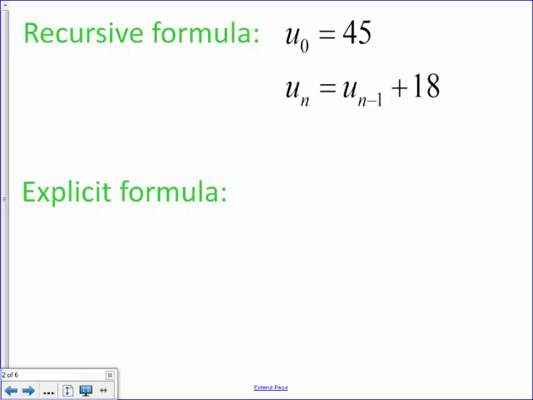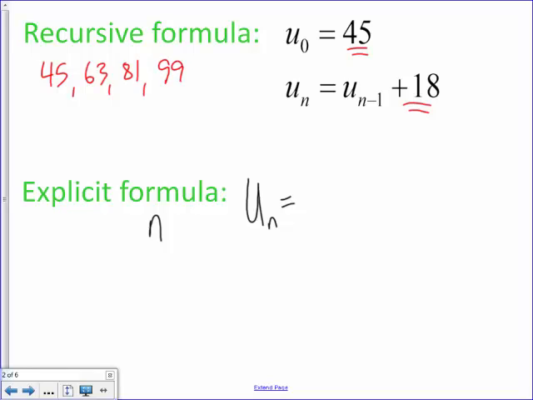In our explicit formula, we're still going to use u sub n, but we're going to write it in terms of n now. So we're just going to have an n, and I'll talk about why we need that. First off, I have a sequence that's beginning at 45. So I have 45, and it's adding 18 each time. So I'll write my next couple terms: 63, 81, 99, and it keeps going all the way to the u sub n value.